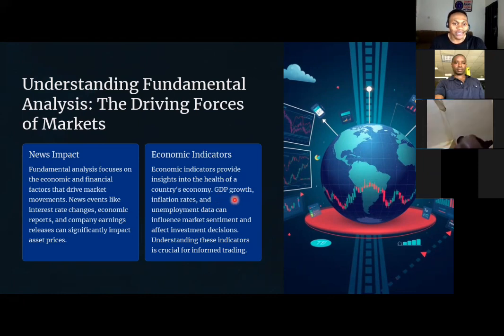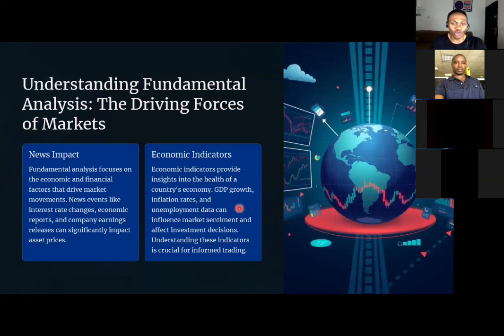When the inflation rate is high, it makes a country's currency strong. Investors will want to buy it. And with unemployment rate data, when the unemployment rate is high, it makes a country's currency weak. Investors will sell the currency. This can influence market sentiment and affect investment decisions. Understanding these indicators is crucial for informed trading.